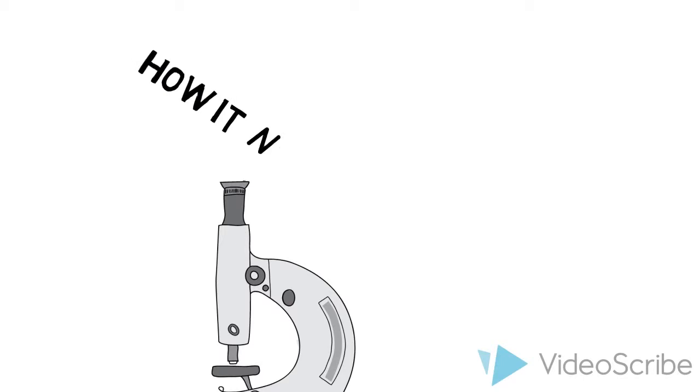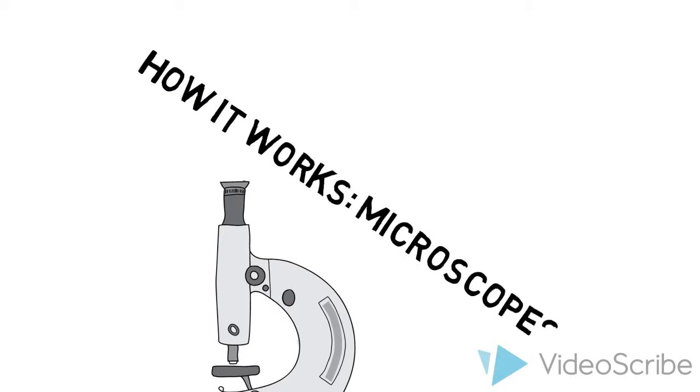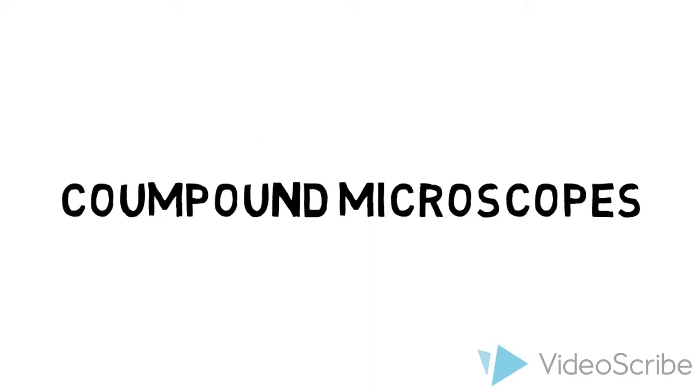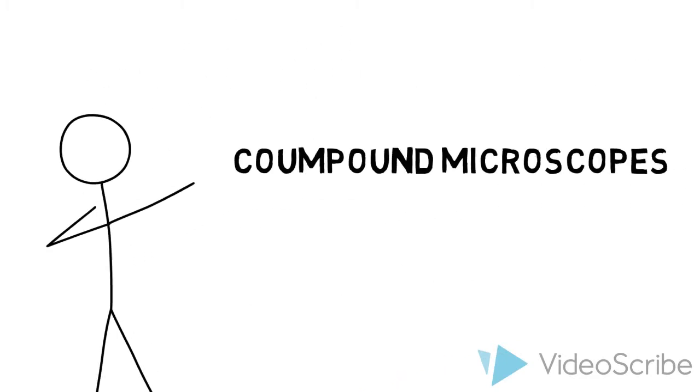How it works, microscopes. To start off, there are three types of microscopes: the simple microscope, the compound microscope, and the electron microscope. This video will focus mainly on the compound microscope.